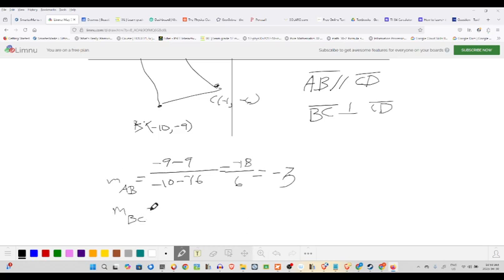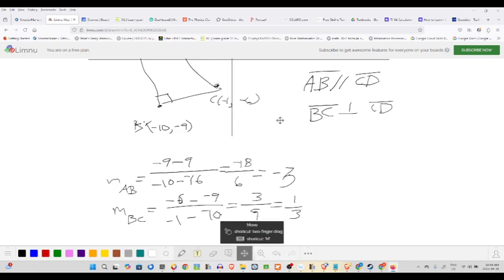The slope of BC. Point C is at negative 1, negative 6. Point B is at negative 10, negative 9. That is a 3 over 9. That's a 1/3. So this is a 90-degree angle. That doesn't guarantee the other 3 are. So we have to keep looking.